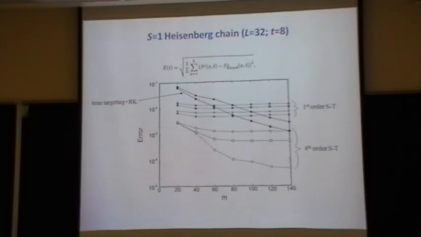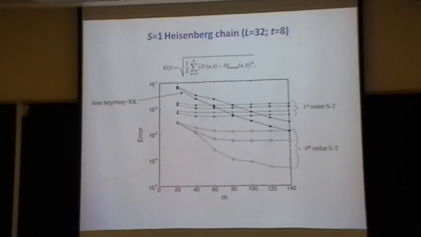Now, if we do what I told you to do, to make the number of states variable to keep the truncation error under control, then our only free parameter to control the error is the Suzuki-Trotter time step, basically.